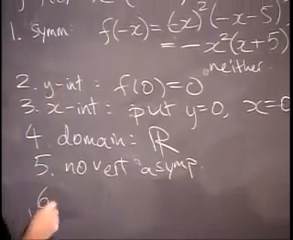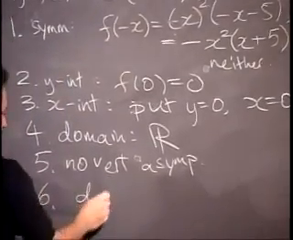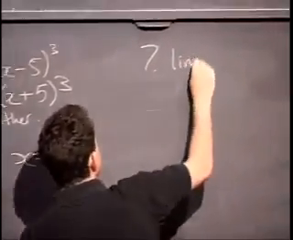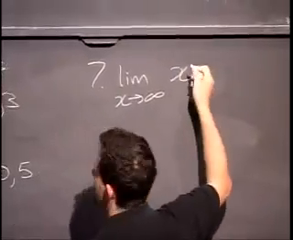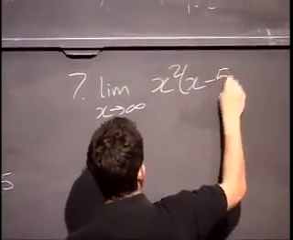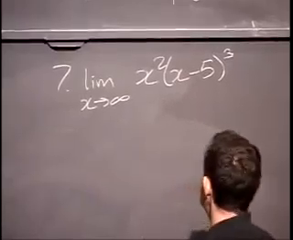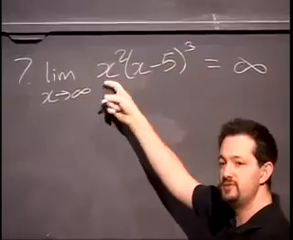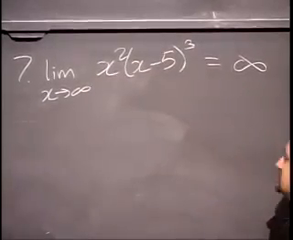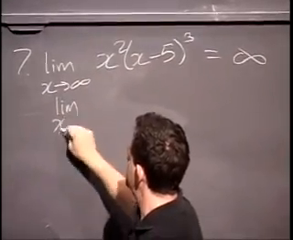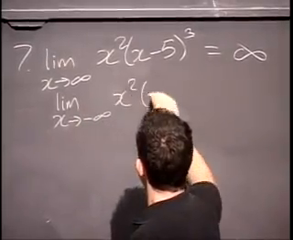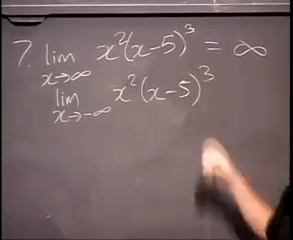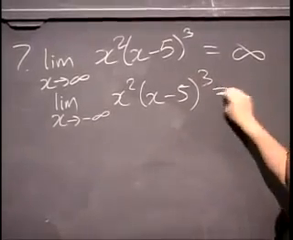As for step 6, we've already done. I'll expose that in a few seconds. Step 7, limit as x goes to infinity of x squared times (x minus 5) all cubed. Well, that's infinity. Why? Well, when x is huge, x squared is huge, x minus 5 all cubed is huge, product is huge. How about the negative infinity version? Well, now we have to be a little careful. This is huge positive, but because this is a negative number cubed, it's going to be a huge negative number. So this is minus infinity.